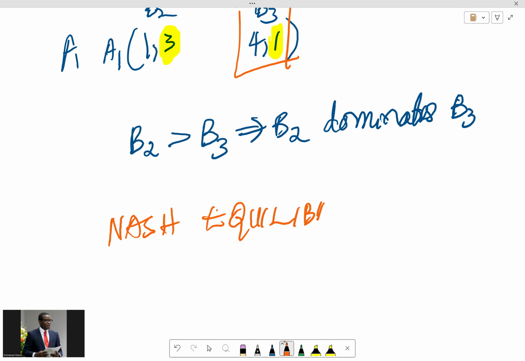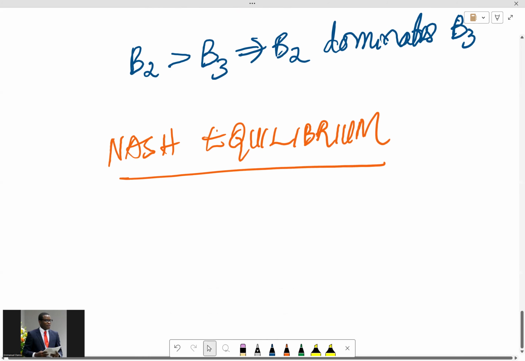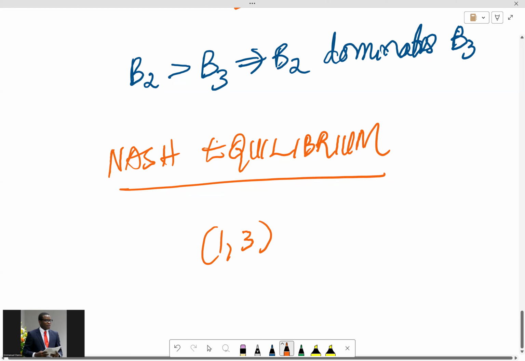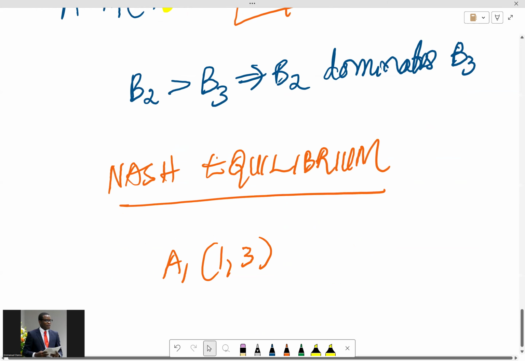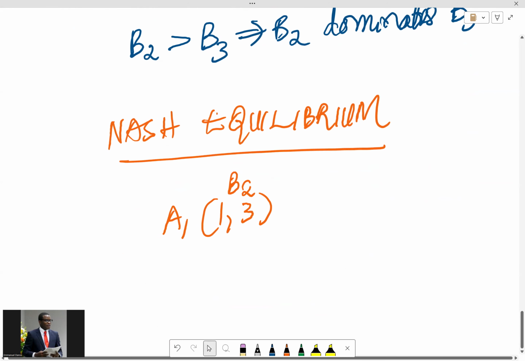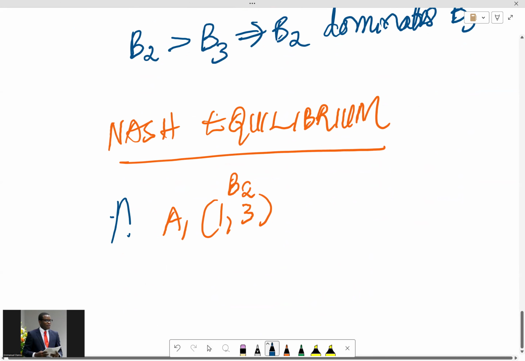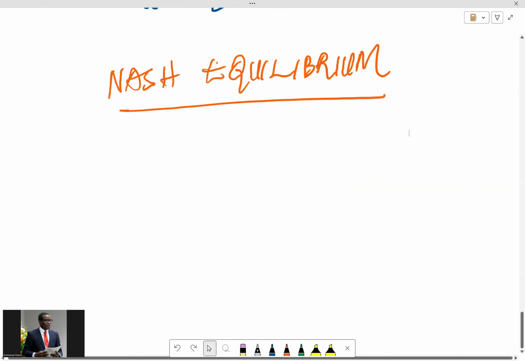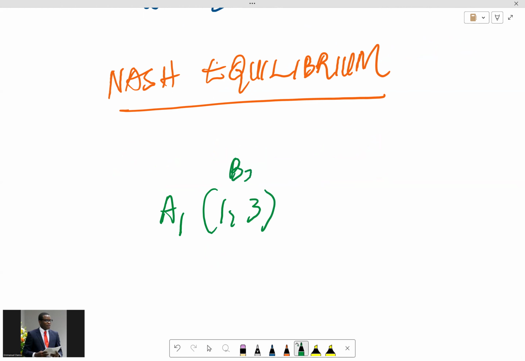So we have arrived at the Nash equilibrium. So the Nash equilibrium is simply that point where we have 1, 3. So that's A1 for player A, right? B3 was eliminated. So B2 for player B. Okay. So player A will go for A1 and player B will go for B2. Let me do that properly. Okay. So now we have A1 for player A, that's 1, 3, and B2 for player B. So A here, B there. So this is the Nash equilibrium.